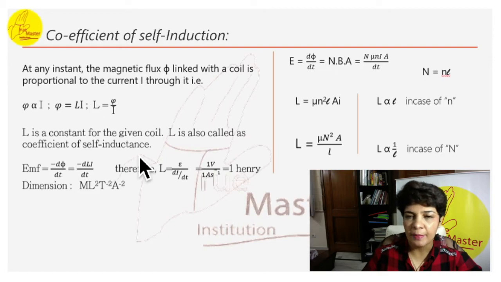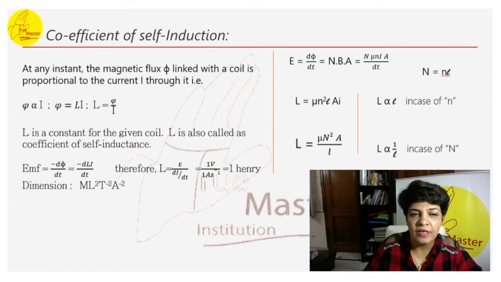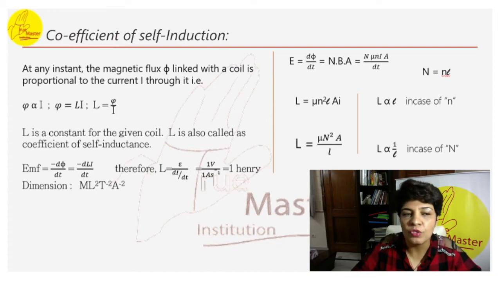We know EMF is d flux by dt. Dividing both the left side and the right side by dt, we will get L di by dt here. Thus the self-inductance of a coil is numerically equal to the magnetic flux linked with a coil when 1 unit current flows through it.